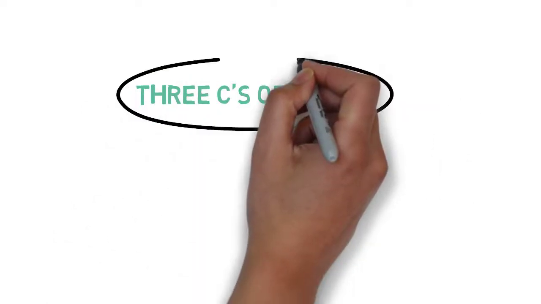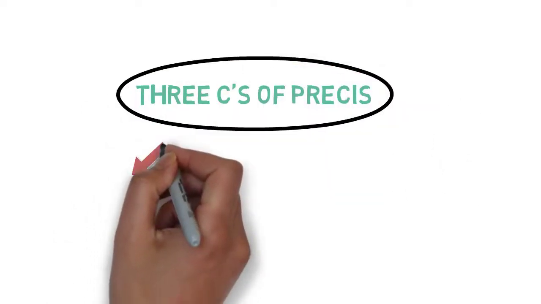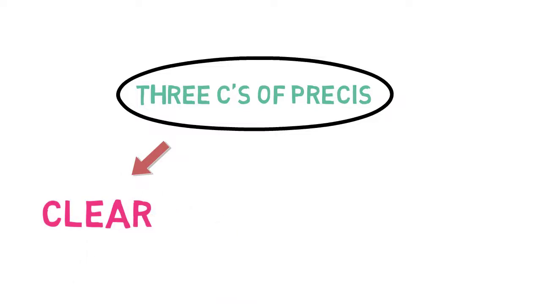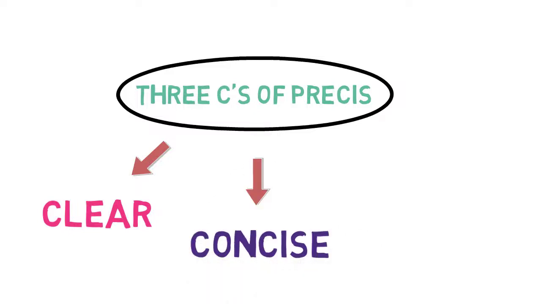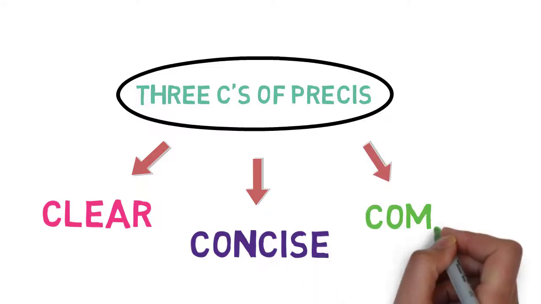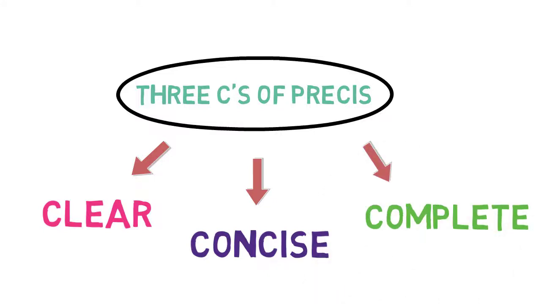Now, what are these 3 C's? Number 1, it should be clear, meaning easy to perceive, understand or interpret. Number 2, it should be concise, meaning it should express or cover all the main points in as few words as possible. And number 3, complete, meaning it should have all the necessary or appropriate parts. So, any Precis should have these 3 C's in it.